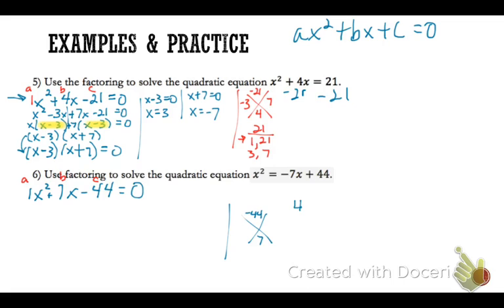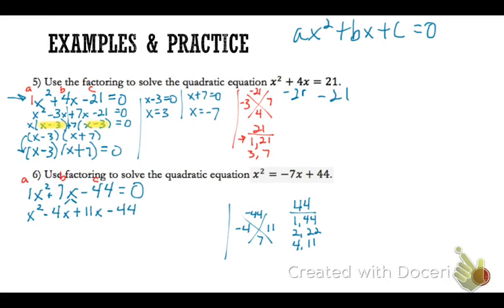Alright, so 44, 1 and 44, no, if we add we get 45, subtract we get 43, 2 and 22, add we get 24, subtract we get 20, 3, 4, oh, 4 and 11. So if we subtracted, we'd get 7. So we want to make that 4 negative. Negative 4 and 11 was positive 7. So now we'll rewrite our 7 as negative 4x plus 11. So we're just rewriting it using those two terms.